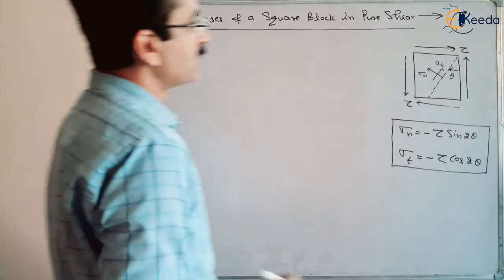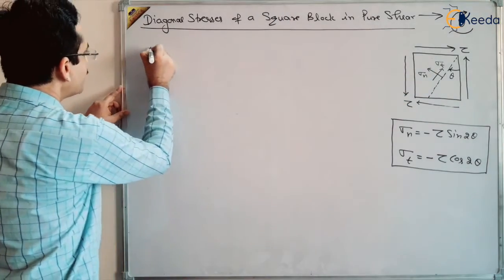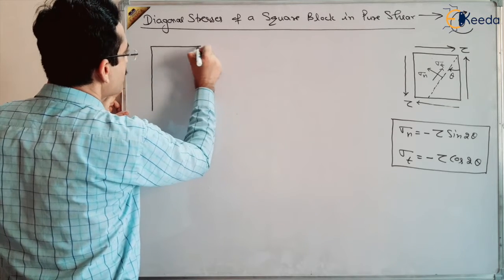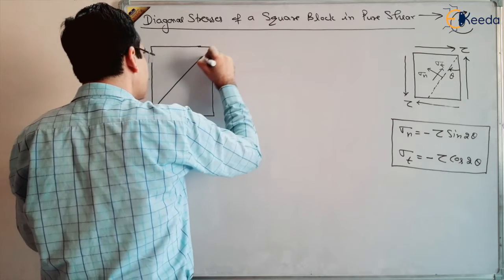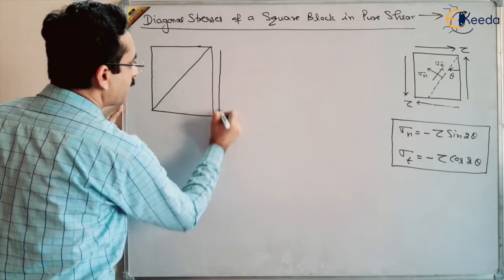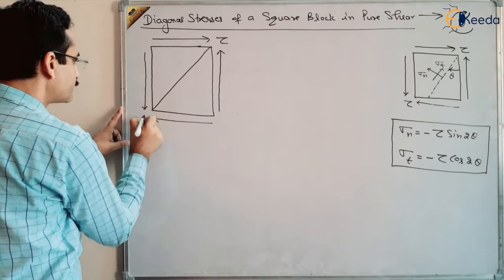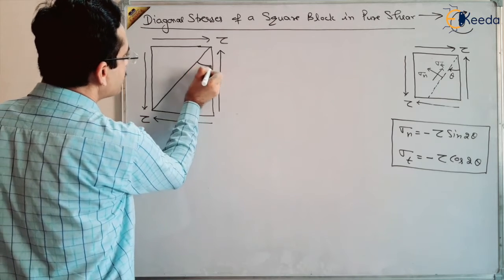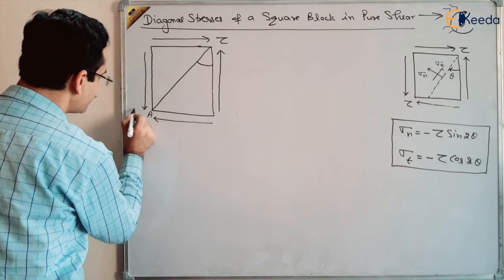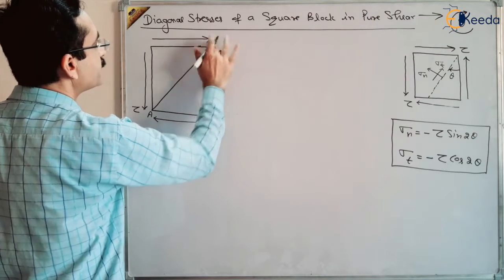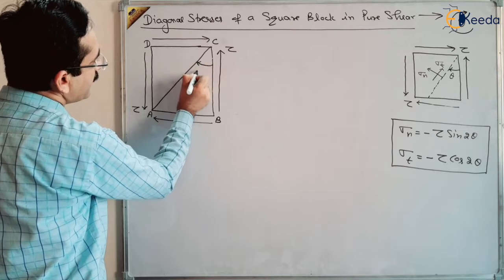Now we want to see what the stresses are on a diagonal section of a square block. Suppose this is a square block, and we want to show the stresses on this diagonal plane. So this is a square block and we have applied a pure shear like this. This is the case of pure shear. Let us name the corners A, B, C and D. So what are the stresses on AC? This is what we want to see, and this angle is 45 degrees.